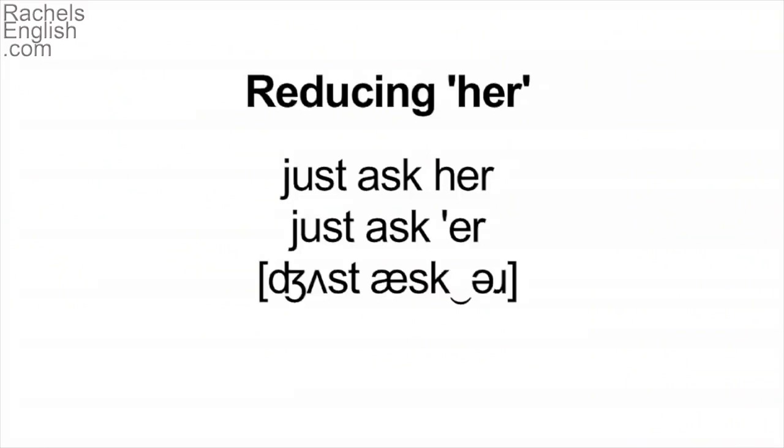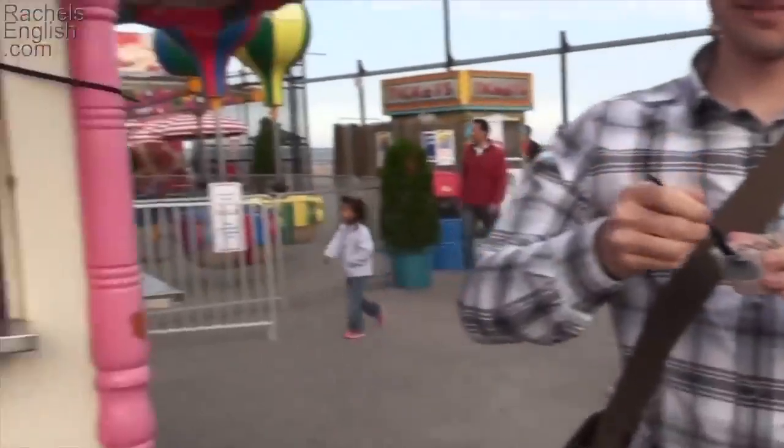It's common practice in English to drop the H in words like her, his, him. So her becomes 'er'. Make sure that you link this to the word before. Ask her, just ask her. This smooths out the language and sounds more natural. Why don't you just ask her?